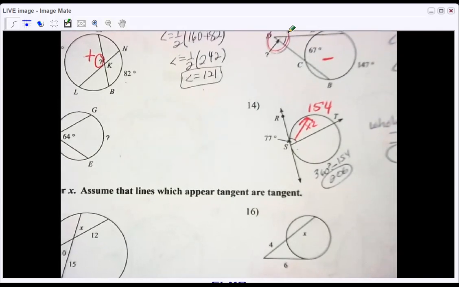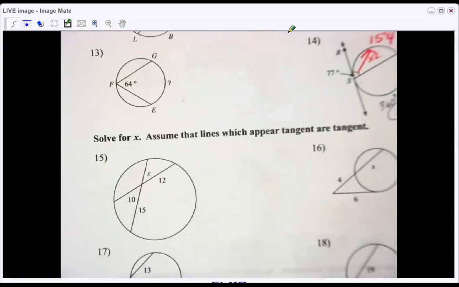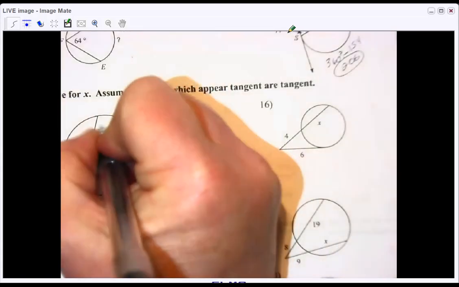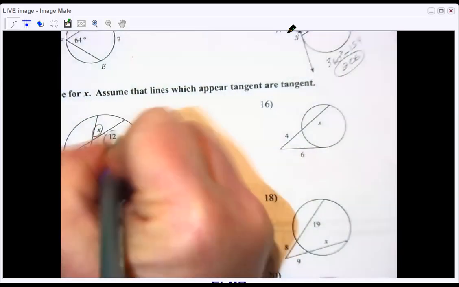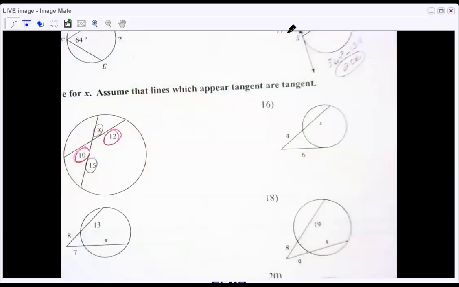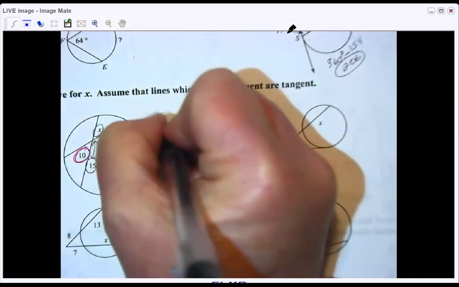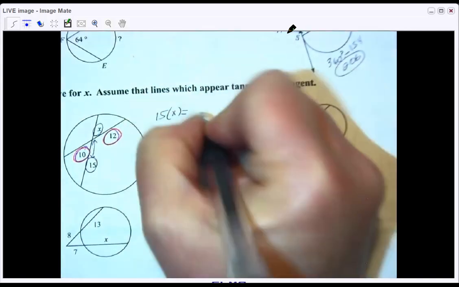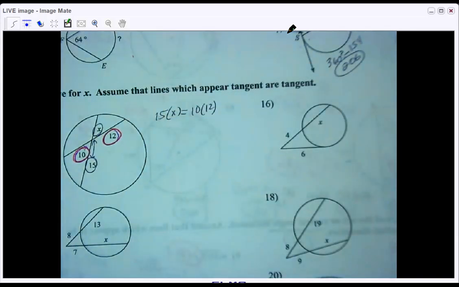I don't think these were on your last quiz, but they'll be on your next quiz. Remember, this one is where we're going to multiply the two, set them equal to each other. Okay. So we're going to have 15 times x is equal to 10 times 12.